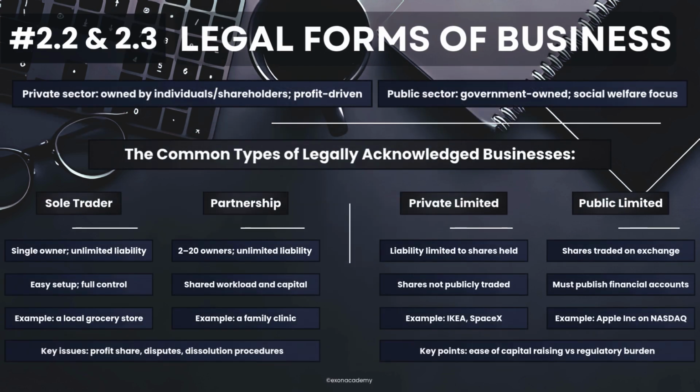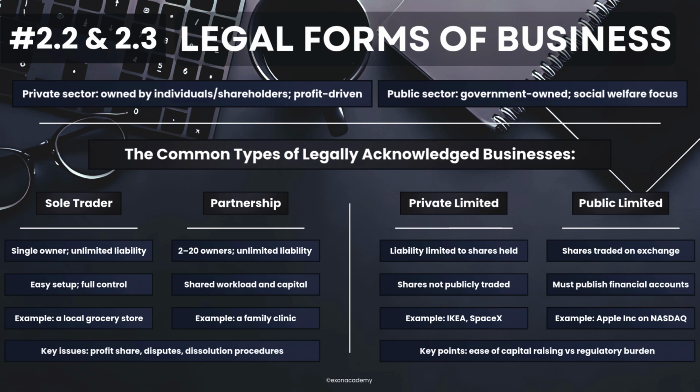This slide explains who runs and owns businesses. The private sector is owned by individuals or shareholders and is driven by profit. Think Amazon or Toyota. The public sector is government owned and focuses on public needs like education, roads, or national health services. Most countries have a mixed economy where both private companies and public organizations work together. Governments step in where markets fail, providing public hospitals or subsidized utilities, while private firms drive most innovation and efficiency.